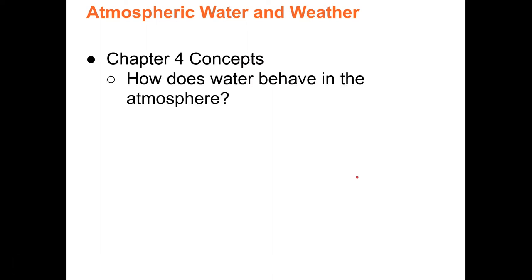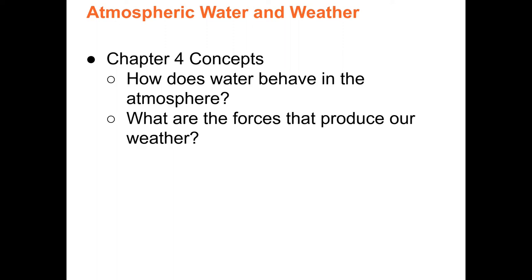So big concepts for chapter 4: how does water behave in the atmosphere? It absorbs heat, it releases heat, it melts, it freezes, it evaporates, it condenses. What are the forces that produce weather? Well, the most important force is going to be the latent heat of condensation. That's the heat energy that's released when water vapor condenses. It's, I think, the trickiest concept in this chapter, but it's also, unfortunately, the key to the chapter.